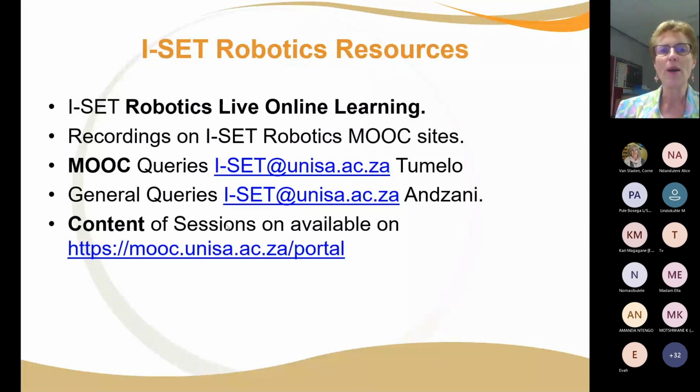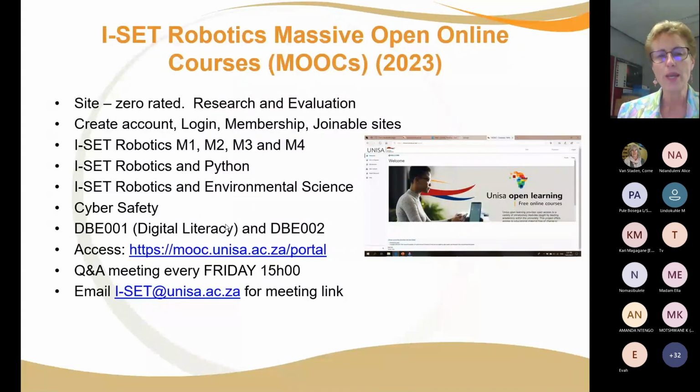Okay, so just by way of introduction, we currently have the ICT Robotics. It's zero rated, and you create your own account, you log in, and then you become a member, and there's a whole lot of sites that you can join. We currently have M1, M2 and M3 that are running. The Python is under construction, and the environmental sciences is in pilot. But also on the portal, there's a cyber safety MOOC, which you're welcome to use and explore and download.